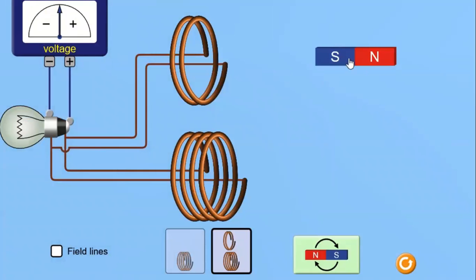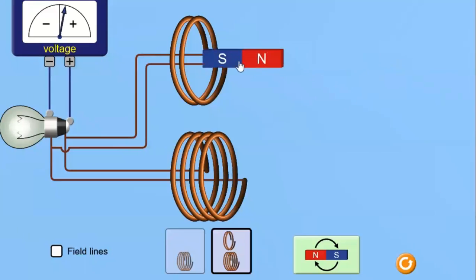Now one more thing let us notice here. What is causing the current flow? When there is no battery connected here, when there is no voltage source connected, the bulb still glows. That is the principle behind electromagnetic induction.